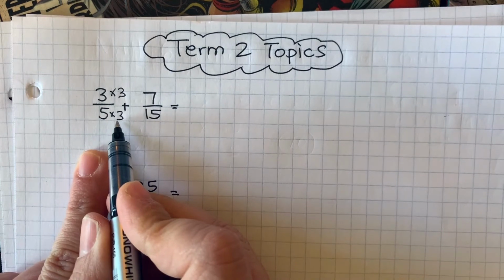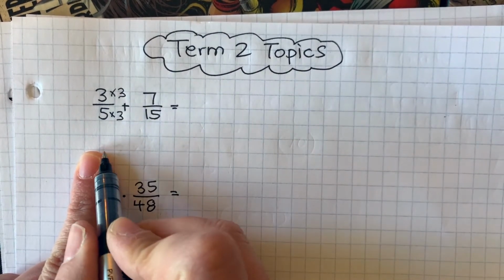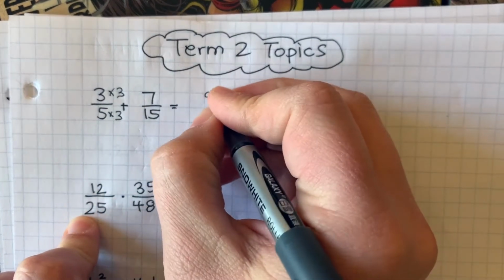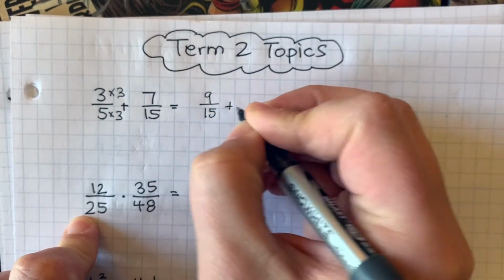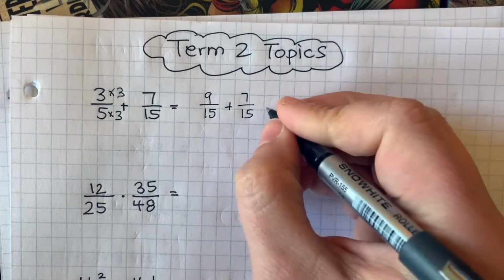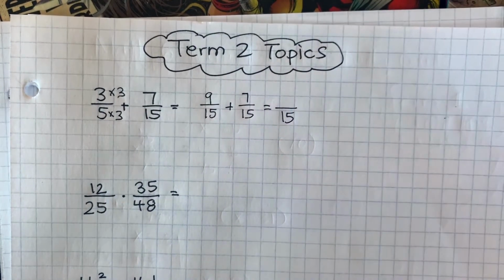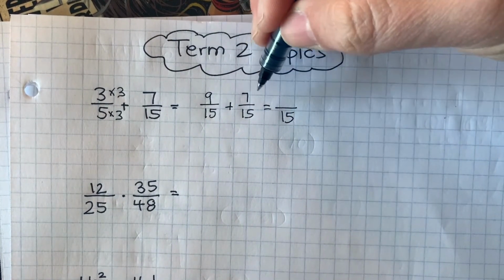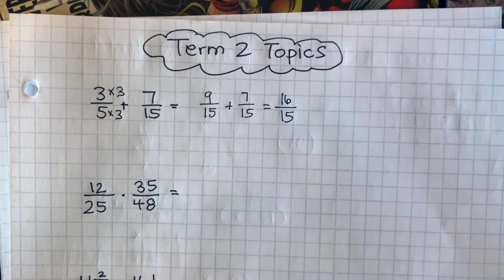So I'm gonna multiply the denominator and the numerator by 3. So this becomes 9/15 plus 7/15, just like that. So now I have my common denominator, 15, that stays the same. 9 plus 7 is 16.